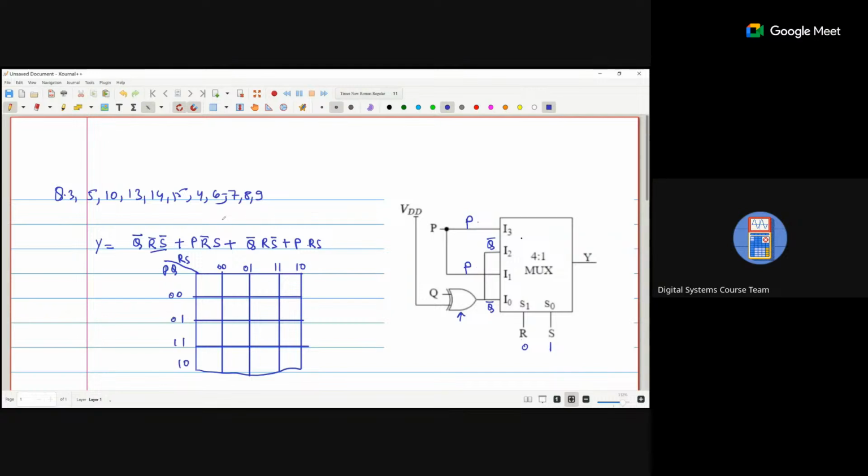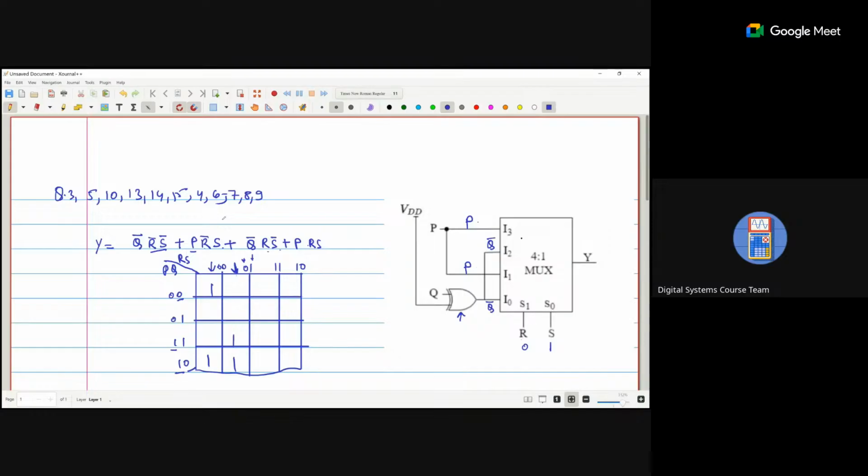Now, if I see R bar S bar, that means this particular line, and Q is also 0. So Q is 0 in two positions, so 1 and 1. Both terms will be defined. Either I convert into the canonical form, or I can directly write it here. Now, R bar S, that means R is 0, S is 1, so this column. Under this column, P is 1, so where P is 1, in these two.